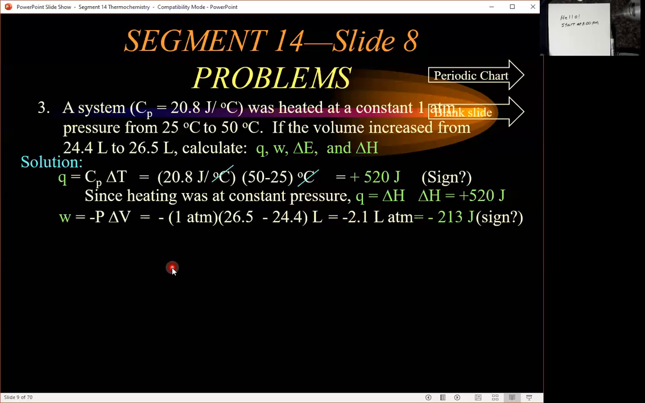Now, does that sign make sense? Okay, you heat something at constant volume. What do you expect the volume to do when you heat it up? That's right, it's going to get bigger. So the volume is going to push back the atmosphere because the system is expanding. It's going to do work on the atmosphere, and work coming out of the system has what sign?